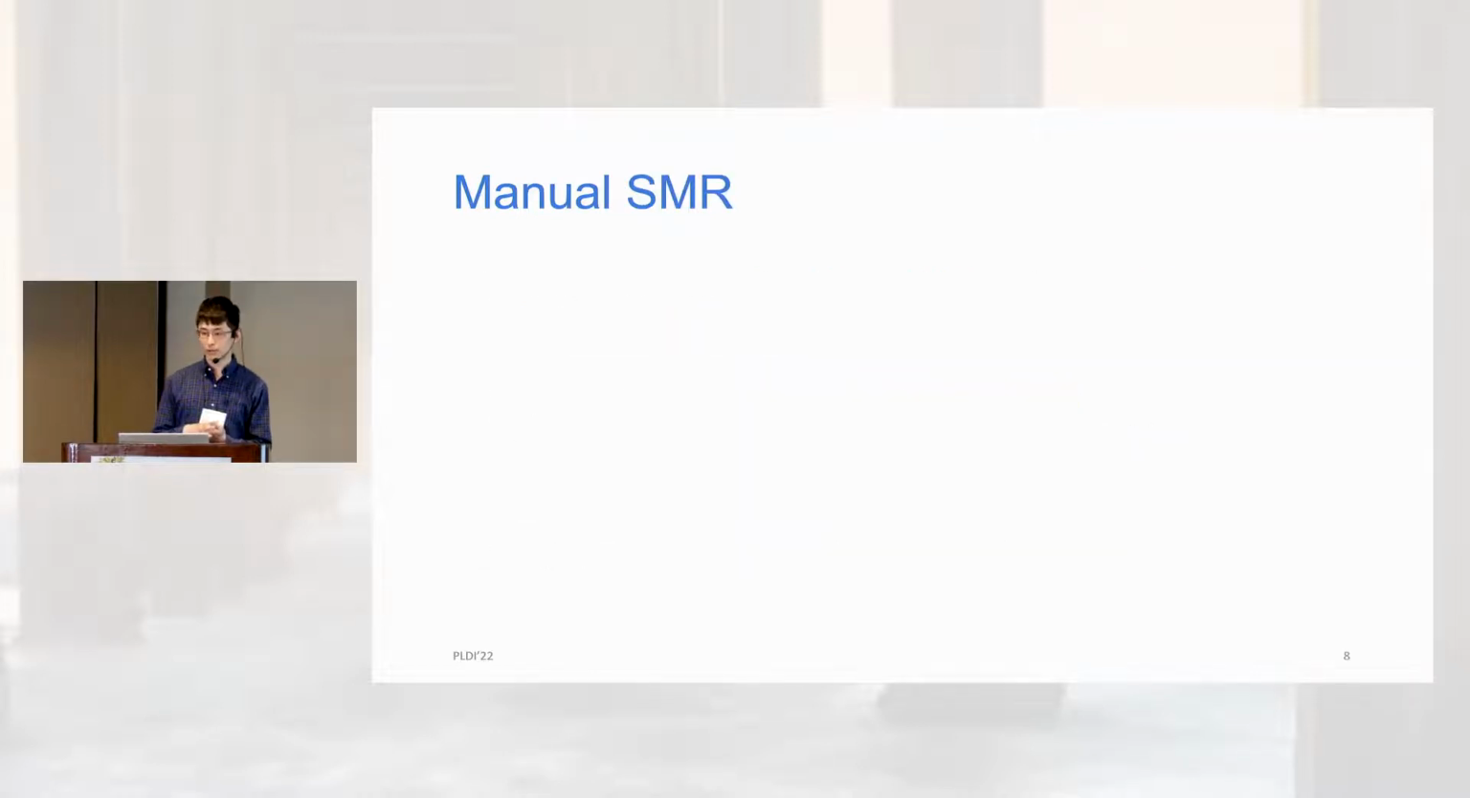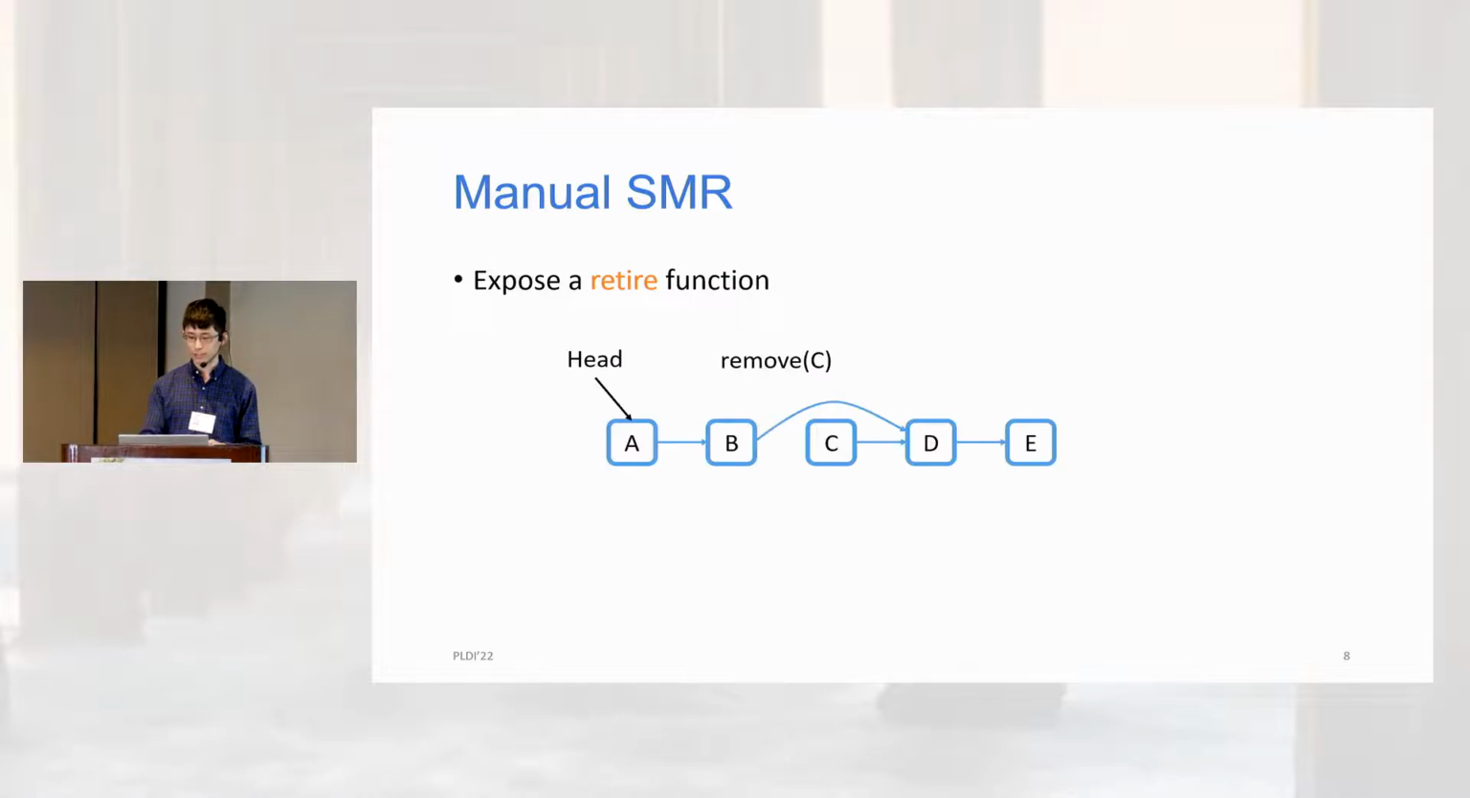So our work builds a lot on existing manual SMR and reference counting techniques, so I'll go over those to start. The defining feature of manual SMR is that they expose a retire function, which the user has to call whenever a node gets unlinked from the data structure. As an example, after C gets removed, we have to call retire on it, and this function is responsible for delaying freeing C until after it's not protected by any process.